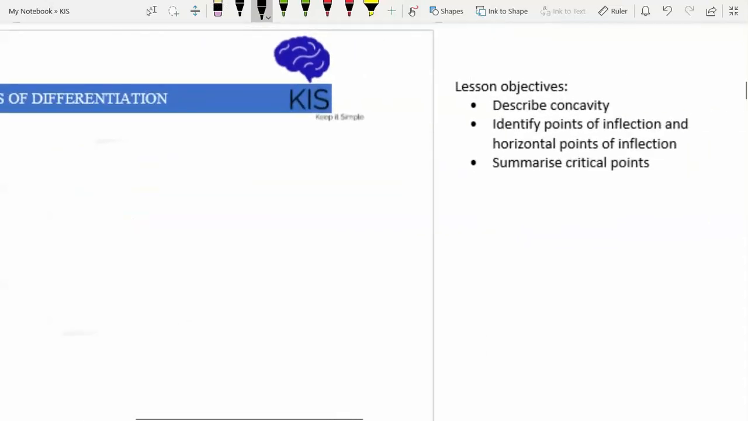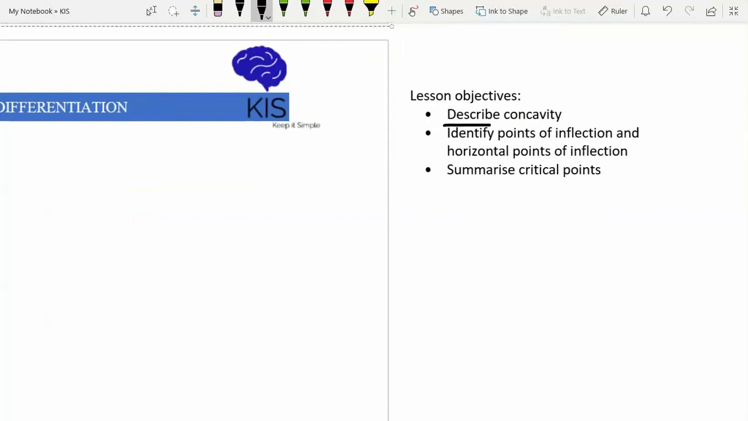Okay, what are we going to be looking at today? We're going to go through and describe what concavity is and what it means for different functions. We're going to identify what a point of inflection is and what a horizontal point of inflection is, and then we're going to go through a summary of critical points in general.